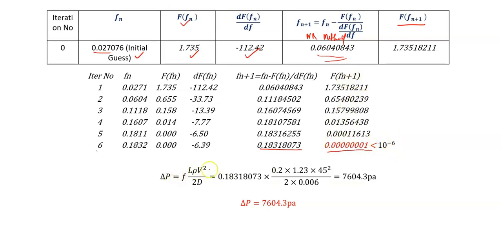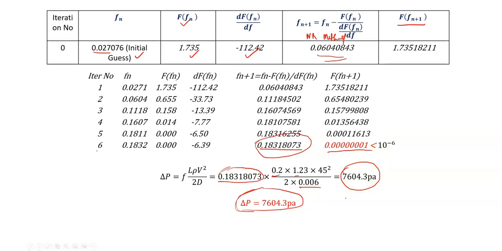Now we got the friction factor, and then we plug in this friction factor, 0.18318073, into the formula, where L is 0.2, density is 1.23, V is 45 squared, and 2 into D, with D being 0.006, so we will get the value in Pascal. That is the pressure drop. Okay, so we get that pressure drop. So this is the hand calculation. By using hand calculation, we will get that.